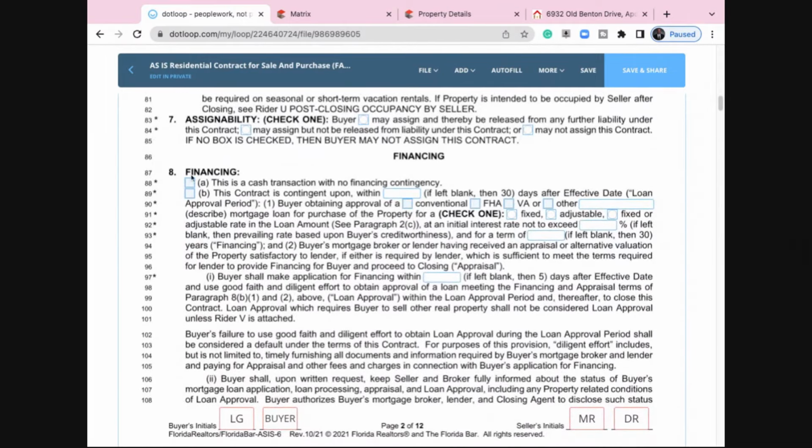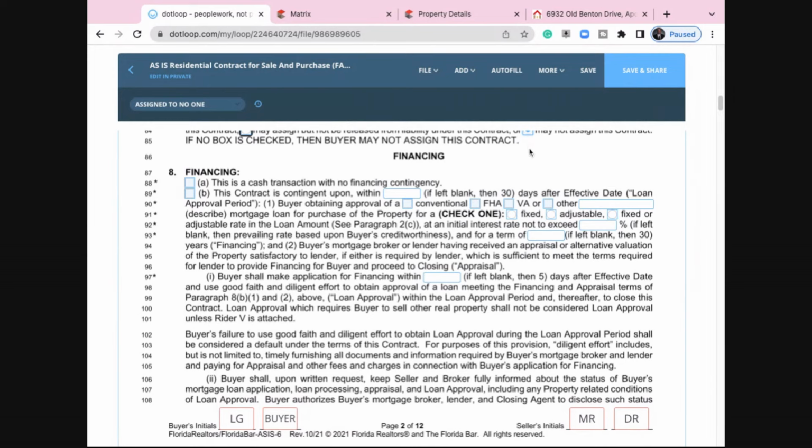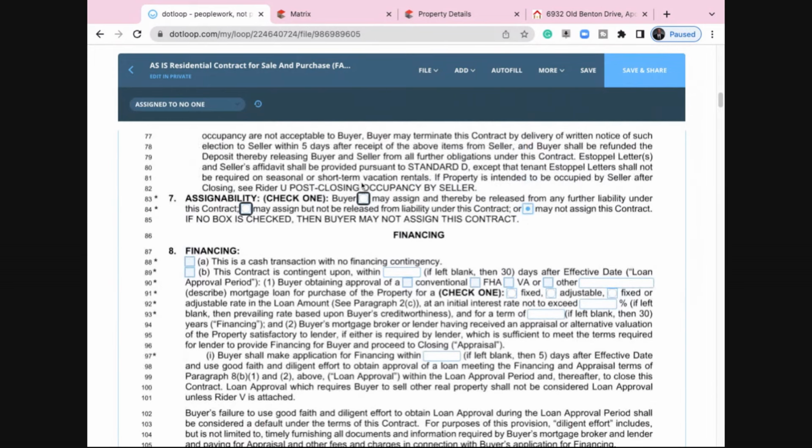All right, next item here, line 83. Assignability. This is a big one. For a standard buyer, most of the time, if they're buying conventional or FHA, they're not an investor. It's a standard buyer, a single family that wants to move in. You're going to check and say that they may not assign the contract.